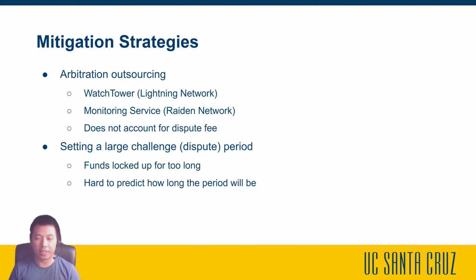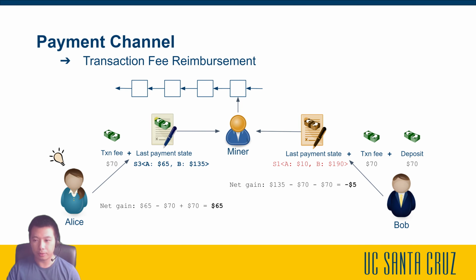However, it is hard to determine how long the period of congestion is, and if we set the dispute period for too long, it would cause the funds to be locked up for a long time. Our solution to this is simple. We require that Bob, when making the transaction to close the channel, also include a deposit amount. This deposit would then be used to reimburse Alice if her dispute is successful.